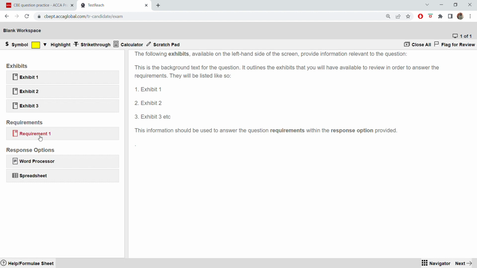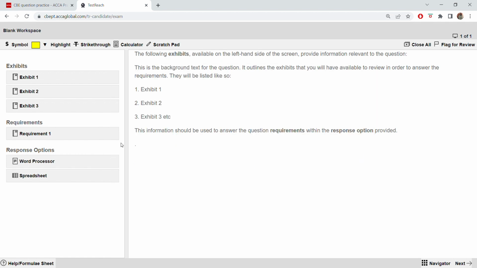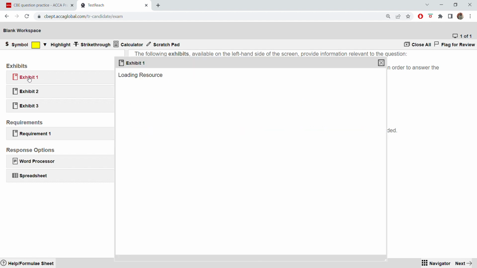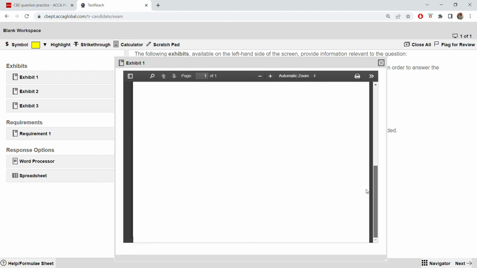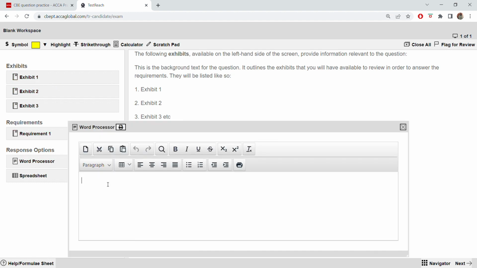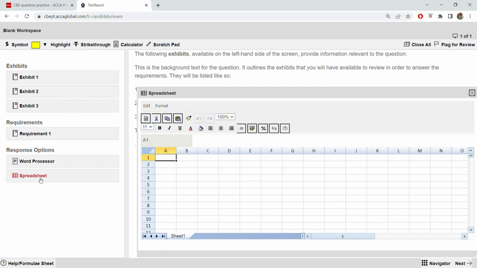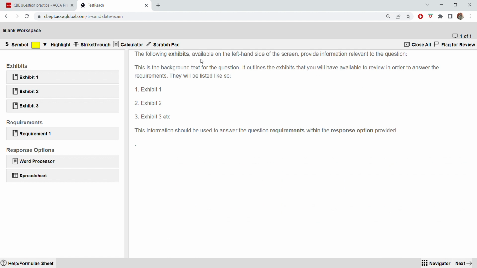So you will be given requirement 1 here. All the requirements will be given. You'll be given multiple requirements: requirement 1, 2, 3, and this is how you'll be having different exhibits. This is empty now, but you can open up any past paper and see how it looks. You'll be given various exhibits 1, 2, 3, 4, and these are your response options. Word processor, where you can type your discussion questions, and spreadsheet will be used for calculation. Here basically they give you the background information.